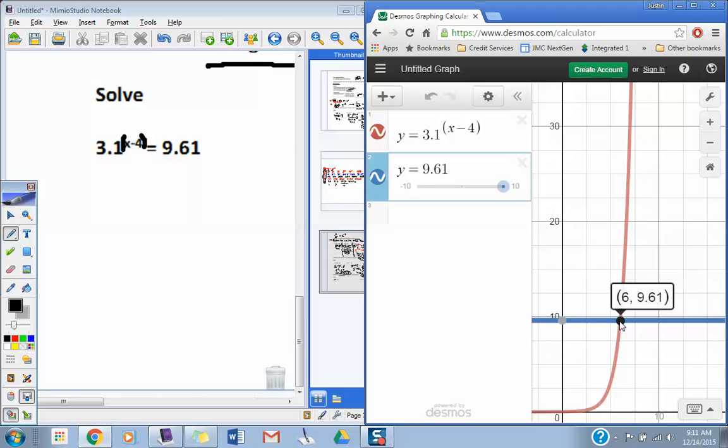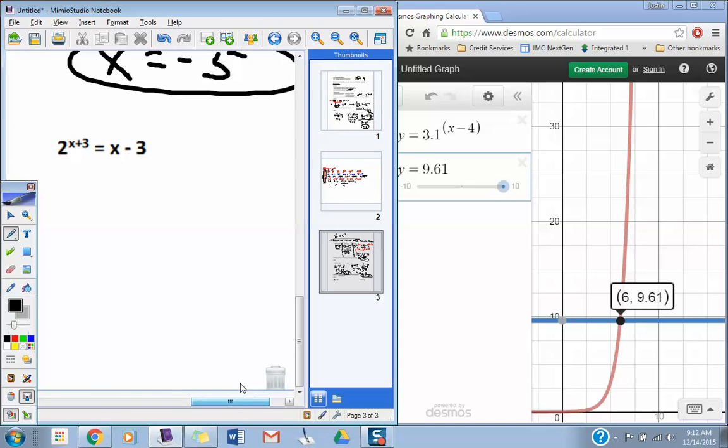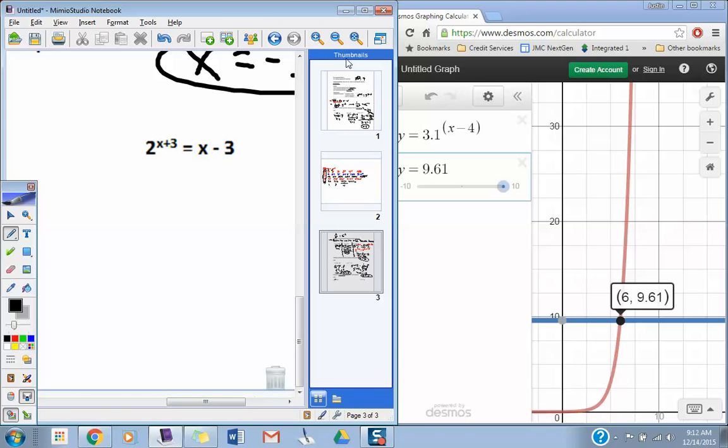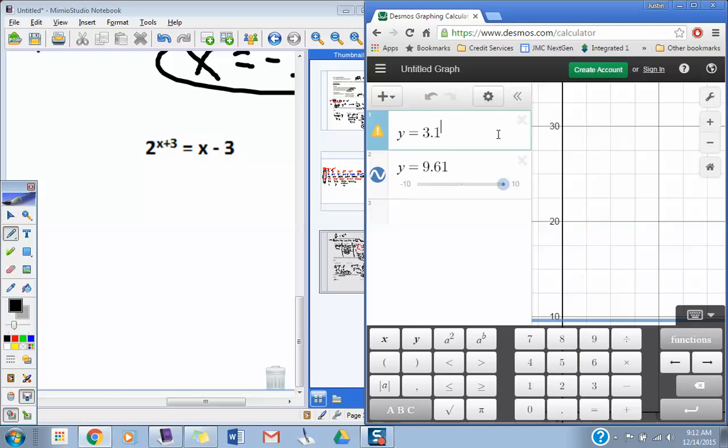Let's take a look at the second part of this, which is, oh, there it is. All right, so what am I going to put up here for my first y value? What do you want to put in for the first y value according to this up here? 2 to the x plus 3. So I'm going to type it in as the following. I'm going to type it in as 2, raise it to a power.